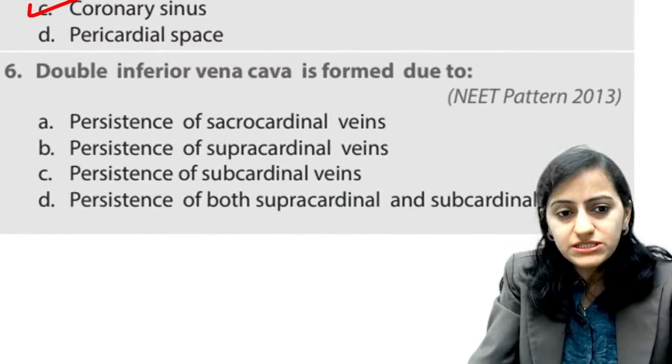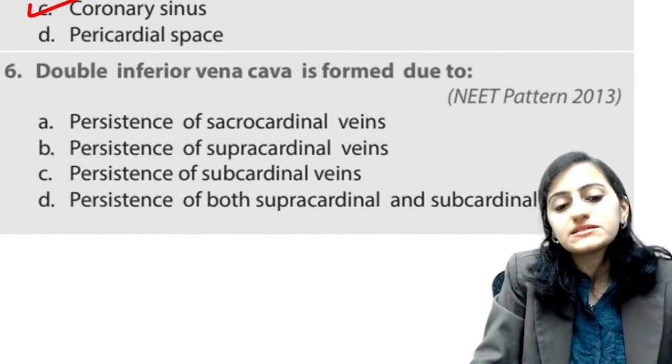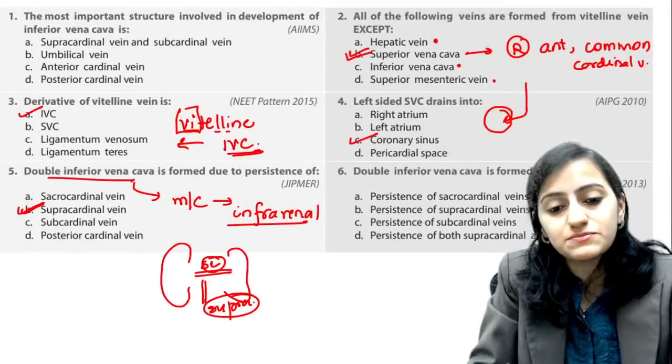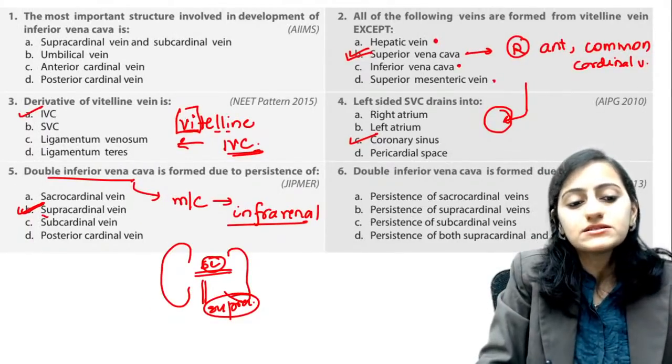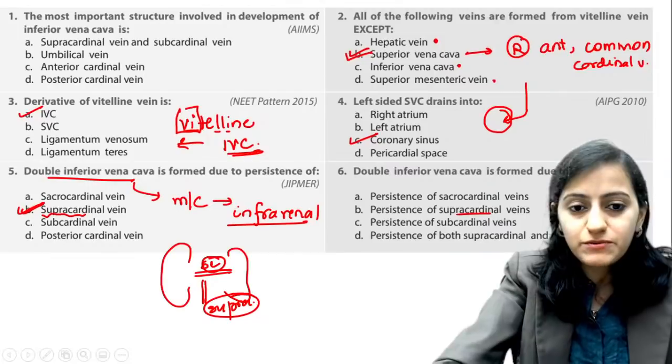Again, the same question, double inferior vena cava is formed due to persistence of supracardinal vein. Infrarenal is most common. So remember, it is the supracardinal vein. Okay, the supracardinal vein. Clear with everyone, guys?